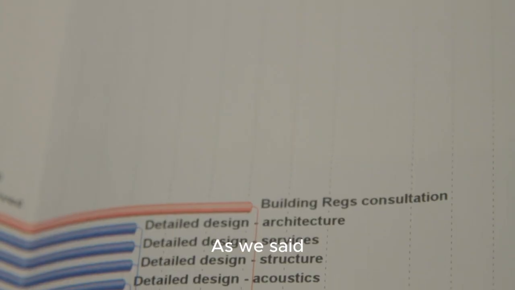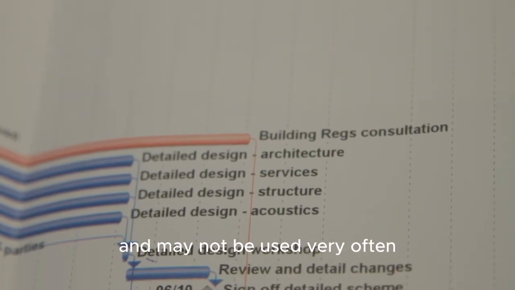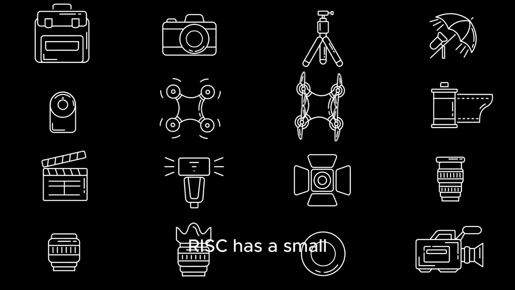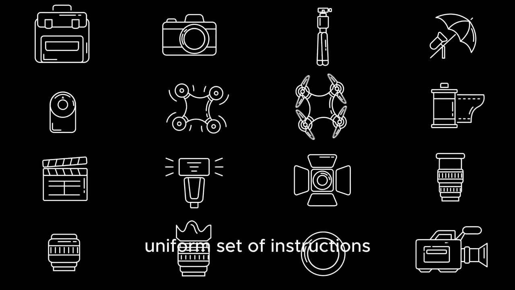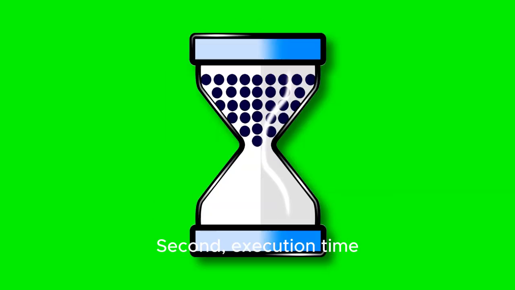Let's dive deeper into the key differences. First, the instruction set. As we said, CISC has a large set of instructions, some of which are very complex and may not be used very often. RISC has a small, uniform set of instructions. Think quality over quantity.